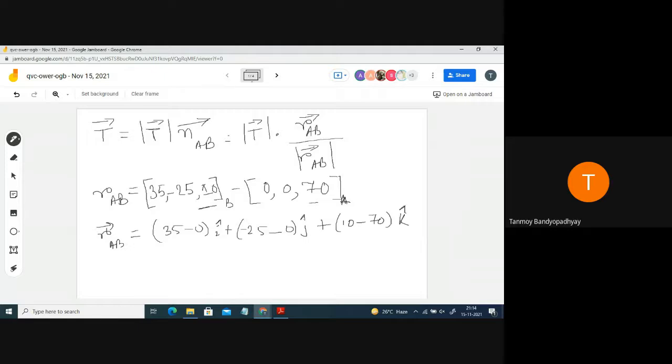So that should come out to be 35 i cap minus 25 j cap minus 60 k cap. So this is the position vector RAB. Now let us go for the problem. আমাদেরকে কি বের করতে হবে? So we need the magnitude of the force T actually.